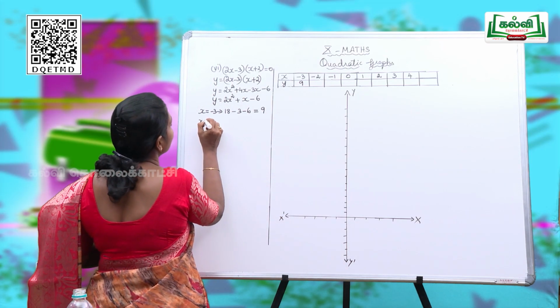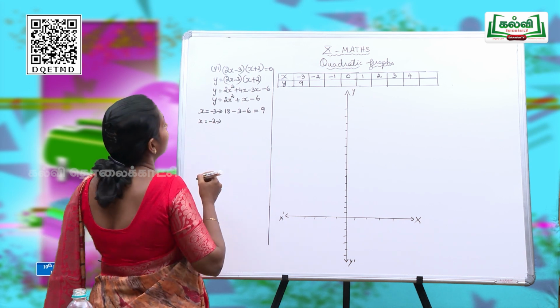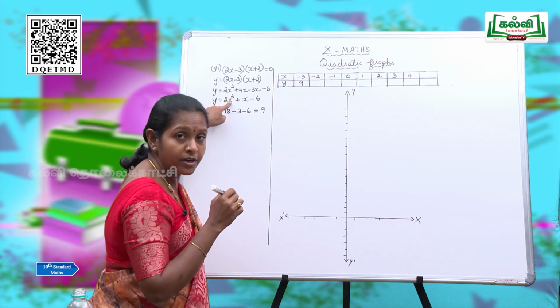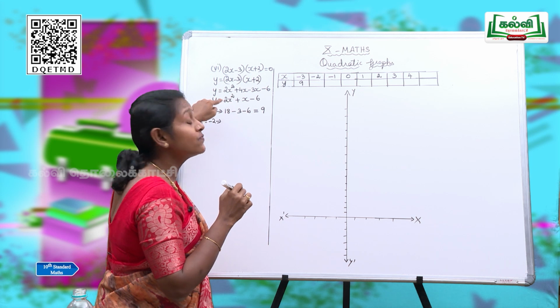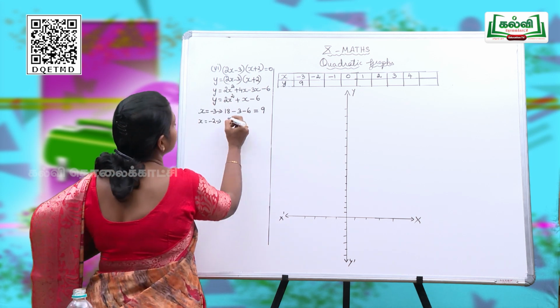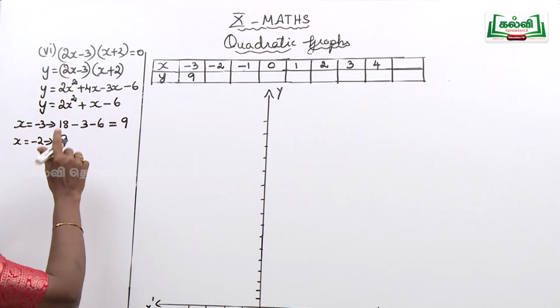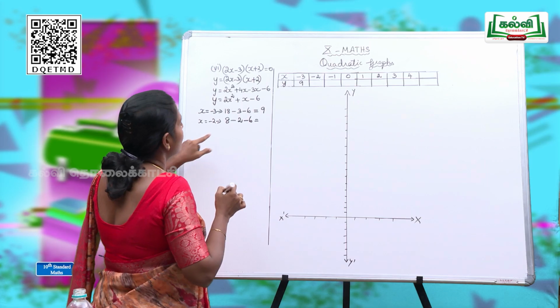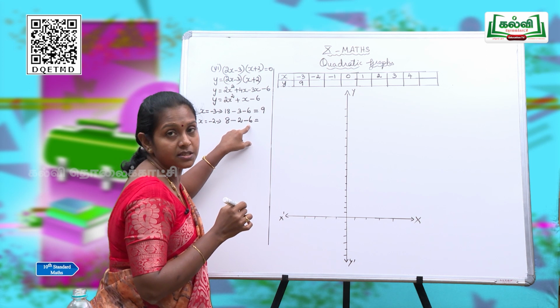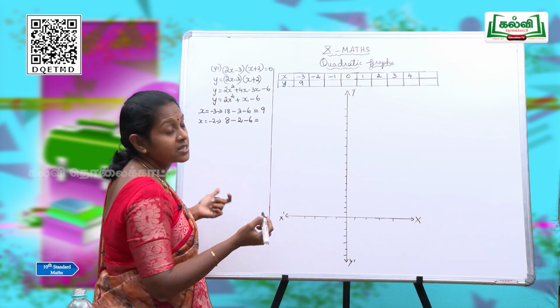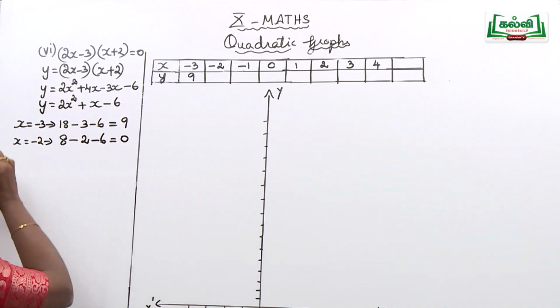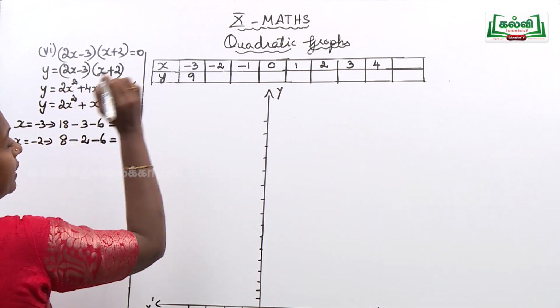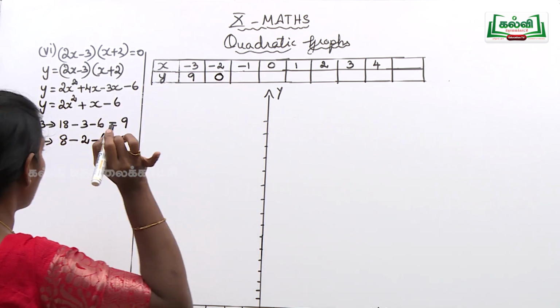Next, x equal to minus 2. Apply here. Minus 2 squared is plus 4. Plus 4 into 2, 8. And here minus 2. Here minus 6. So 8 minus 2 minus 6 is nothing but what? 8 minus 8 is what? 0. So when you apply x equal to minus 2, you are getting 0 for y.